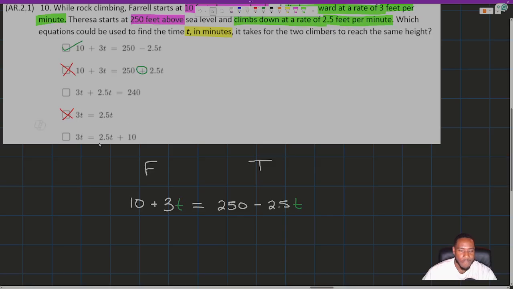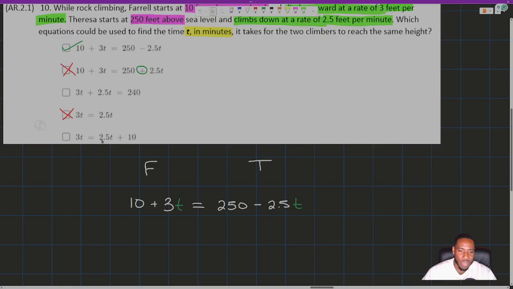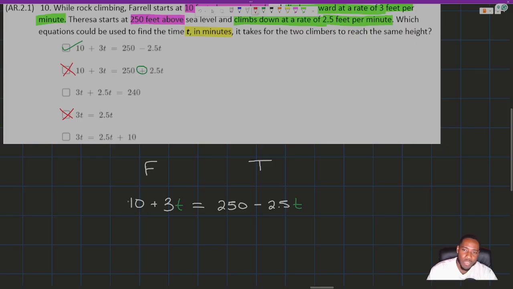Okay? And for this last answer choice, 3t equals 2.5t plus 10, that doesn't really work because we're mixing things around, right? The 2.5t we said was for Teresa's climbing rate, and the 10 we said was for Farrell's starting value. So both of these shouldn't be on the same side of the equation. We're going to go ahead and knock that one out too.